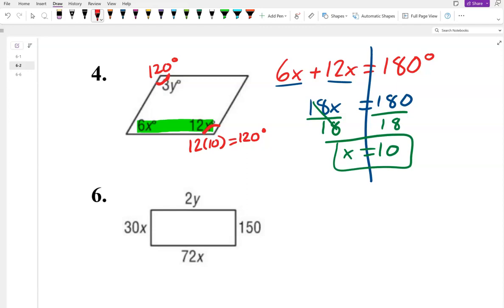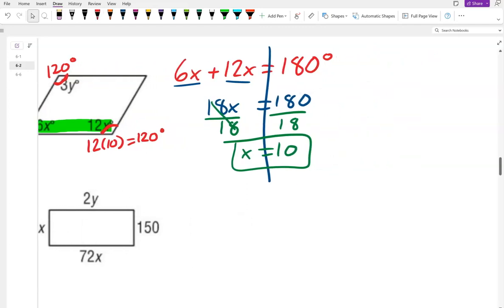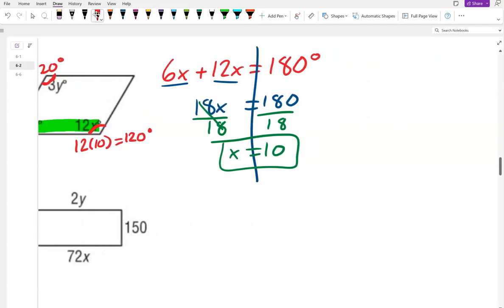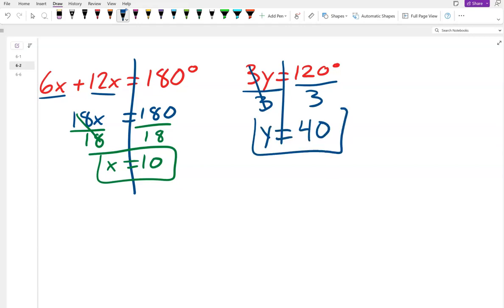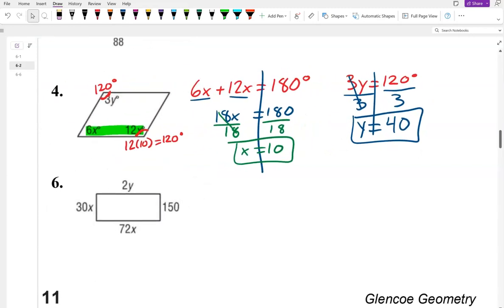And now I can make that into another equation, right? Because now I know that that angle 3y is just a 120 degree angle. And all I need to do is, again, the same thing. I'm just doing algebra. I just solve to get my variable by itself by dividing. So I get y equals 40. And that's it.